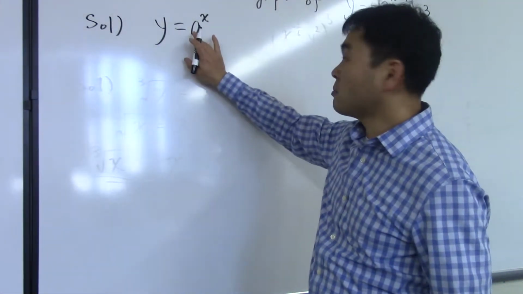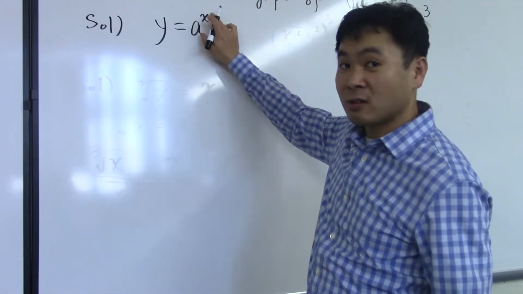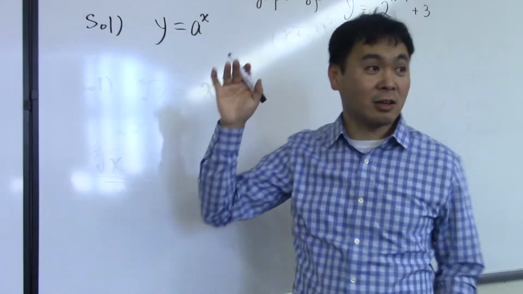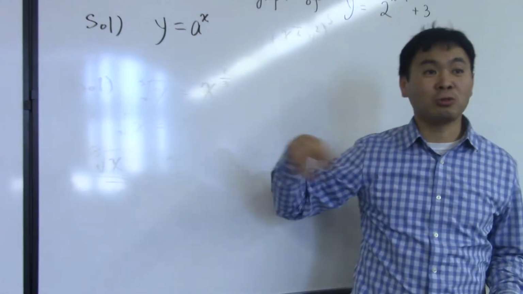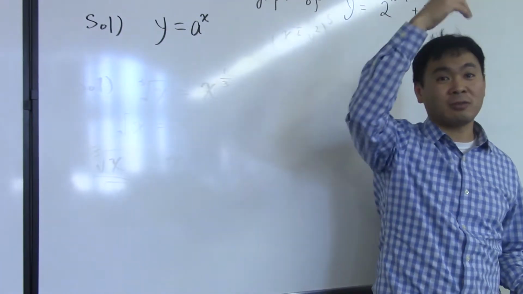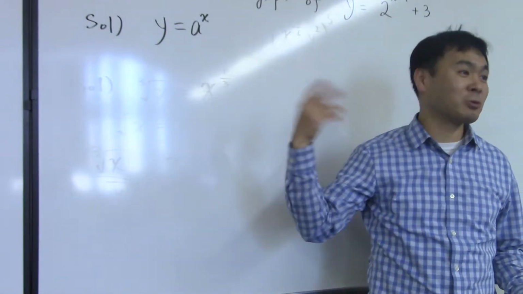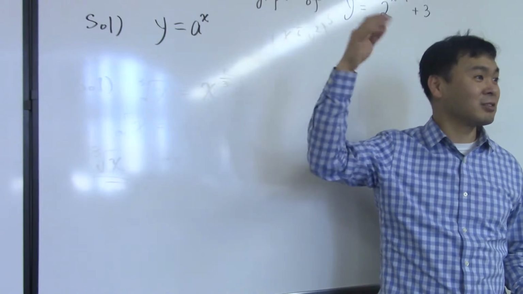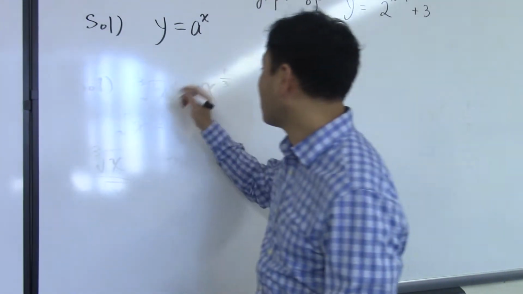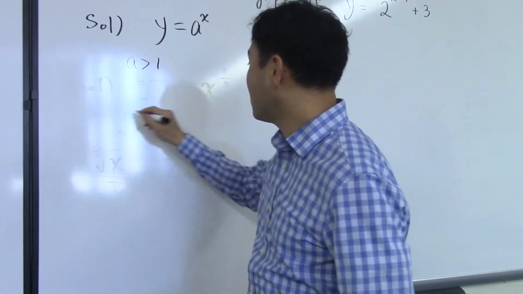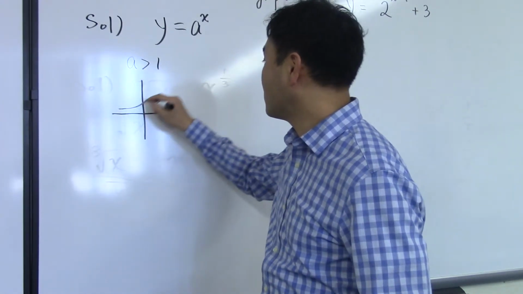So if you have something bigger than 1 and you take the power of x, for example 2 to the x, that means you're multiplying 2 over and over. What's going to happen to that function? 2 times 2 is 4, 4 times 2 is 8, 8 times 2 is 16. It's going to exponentially grow, right? So if a is bigger than 1, you have this type of graph.